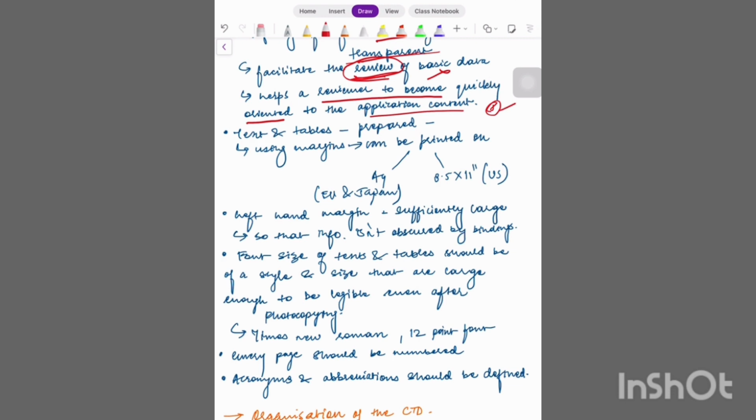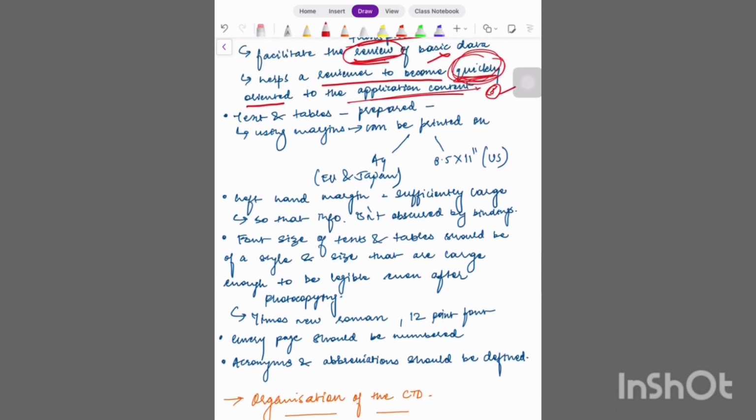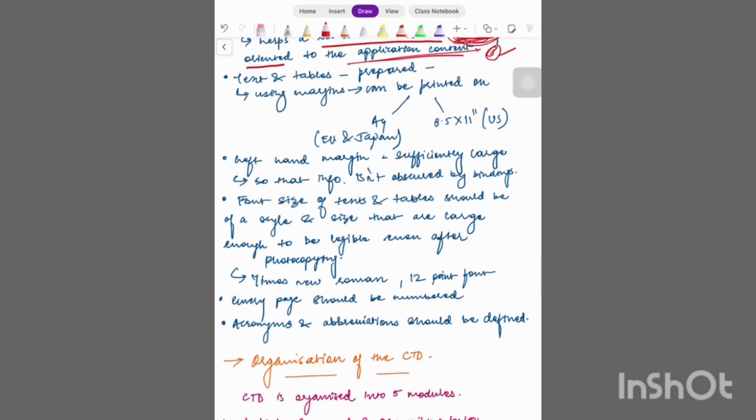So the reviewer sitting there at an international platform, whether in Europe, Canada, Japan, US, should become quickly, देर से तो हर कोई समझ जाएगा, but quickly oriented to the application content. If you have irritated the reviewer, then you know what could be the outcomes. There will be a lot of back and forth communication. So we want a smooth operation.